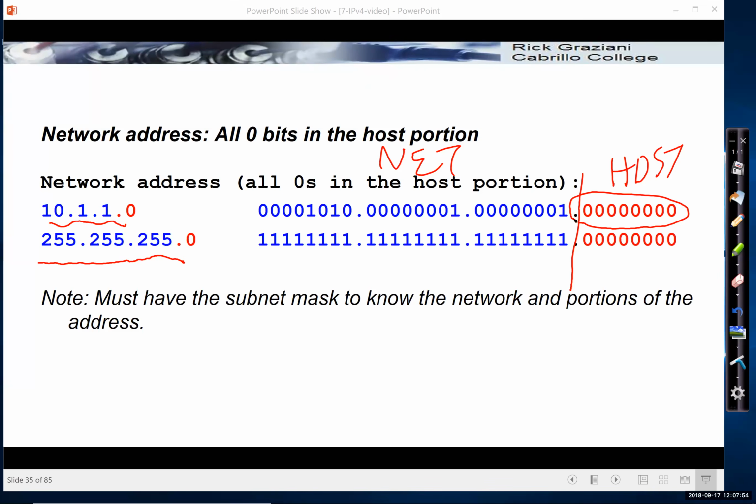This is why devices must always have a subnet mask, to know what is the network portion and what is the host portion of their address. We'll see that in a moment.